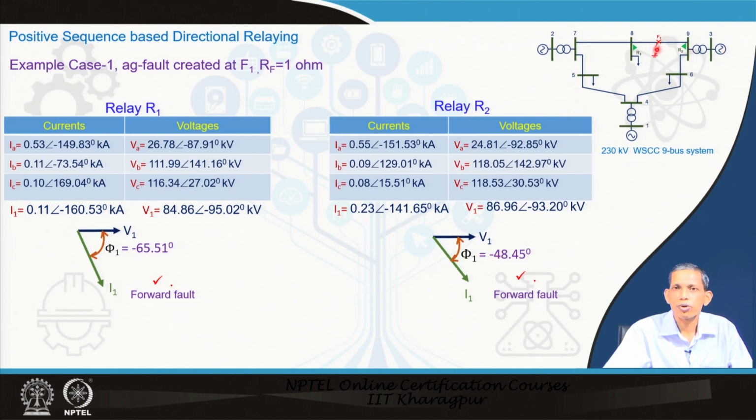So, R2 also sees the fault in forward, and this is correct as per our logic we put in the last slide. So, the conclusion for these two relays from the sets of measurements is that the fault is in forward for both relays. Therefore, you can conclude that it is inside the line 8 9.